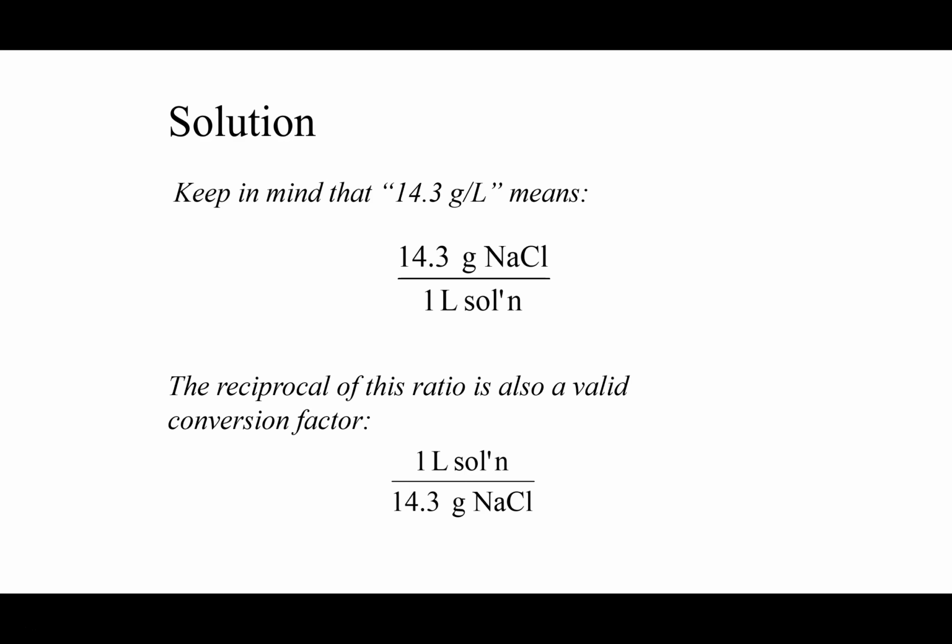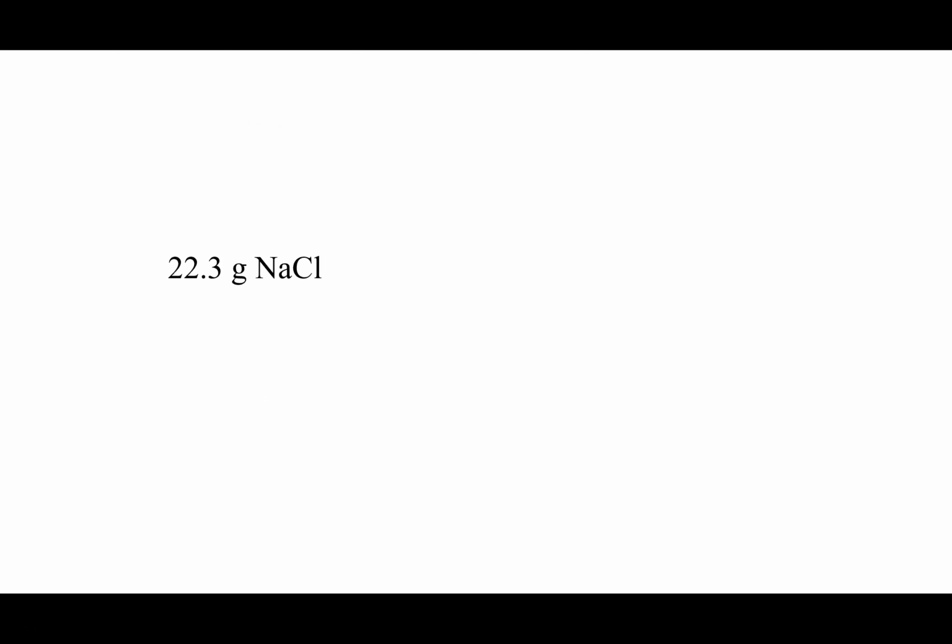Okay, so keep these in mind. We can call the first one A, the second one B. In the next slide, I'm going to ask you which one we're going to use, A or B. So I told you to work this problem. My first term, the way I do it, is going to be 22.3 grams of NaCl. Okay, that's going to be the first term. Now, we need to multiply by something where grams cancel and we're left with liters.